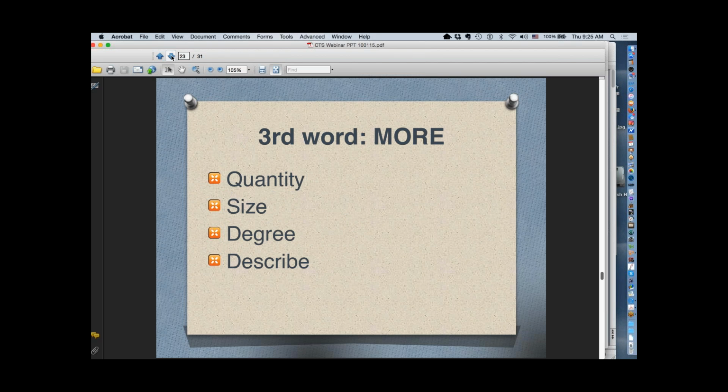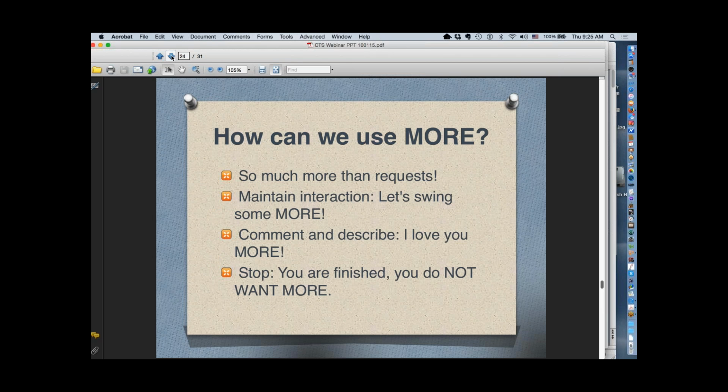Our third word, so it is a very simple one. Our third word is more. More refers to anything about quantity, anything about size, degree, whether that's more pretty or whether it's more big, whether there's more of them. It's a great describing word. So it's something that lets us start introducing all kinds of concepts around degree and quantity.